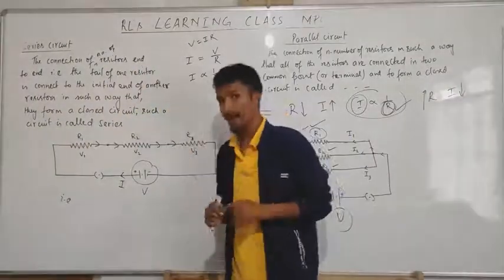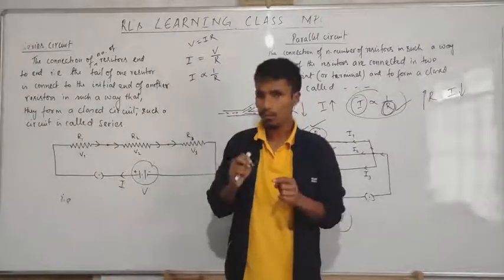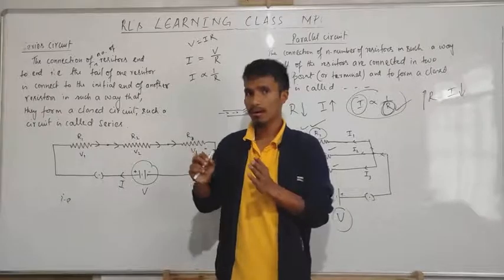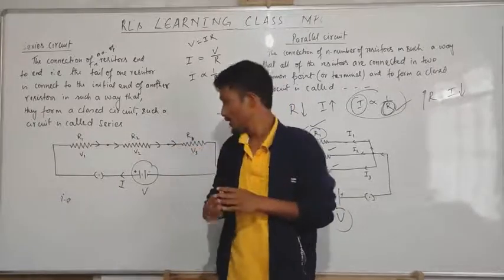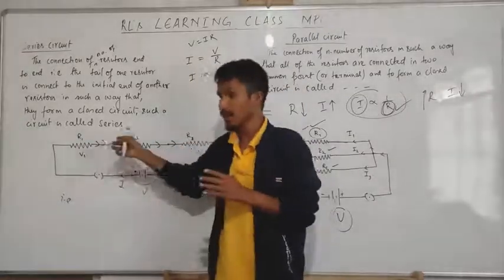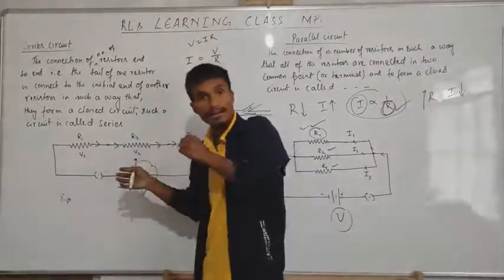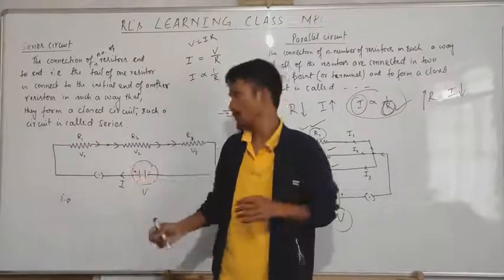Characteristics of series circuit, number one: the current flowing throughout the circuit is the same. Through all the resistors, through all the elements in the circuit, the amount of current is the same.